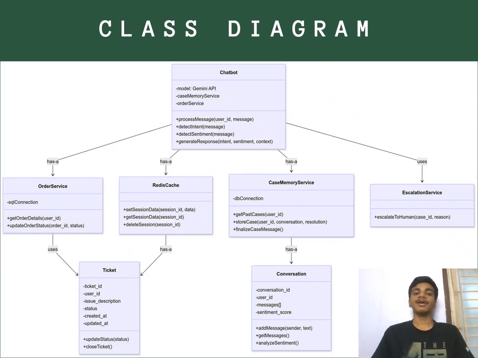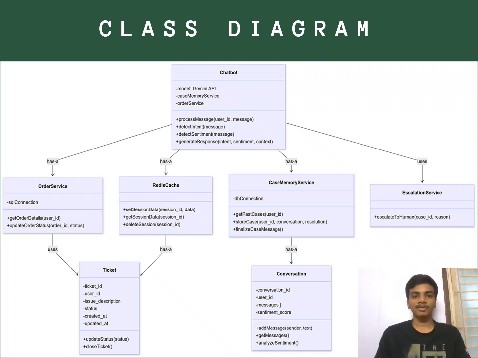The class diagram tells us how different components of our chatbot function. The Chatbot class is the core of the system. It uses Google Gemini for natural language understanding and connects with other services like the case memory service and order service. It has key functions like process message for handling user inputs, detect intent and sentiment of the query, and next, generate response.